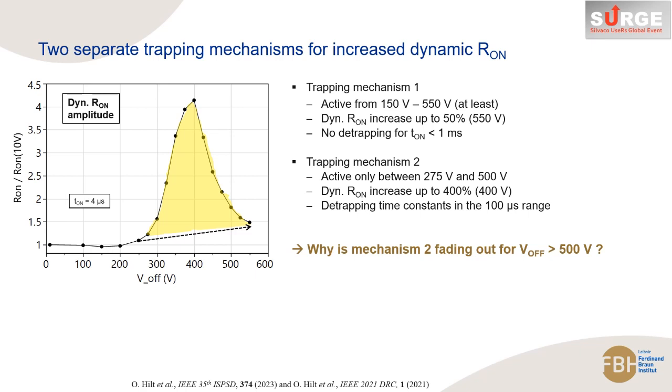At first, above 275 volts, strong increase of the dynamic on-state resistance up to 400% is observed. Then, between 400 volts to 550, it decreases down to a level of 50%. We could learn from this behavior that two separate trapping mechanisms exist in these devices. Here, our simulation task was to get insight to the mechanism dominating the dynamic on-state resistance.